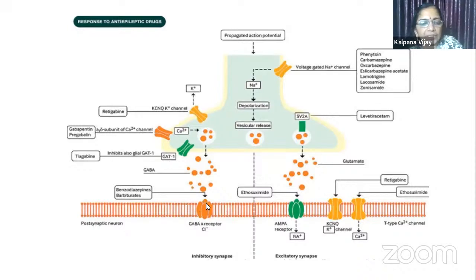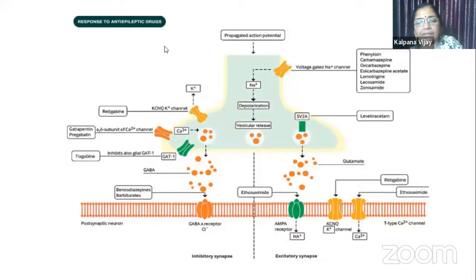Okay. So this is the GABA transmitter and the chloride channel, the GABA receptor. Benzodiazepines and barbiturates act at two different parts of this channel. Then ethosuximide acts on the calcium channel. There is also the excitatory transmitter receptor, the NMDA and AMPA receptors. The drug acting on the AMPA receptor is perampanel, the newer drug that has come. Perampanel acts on AMPA receptors.